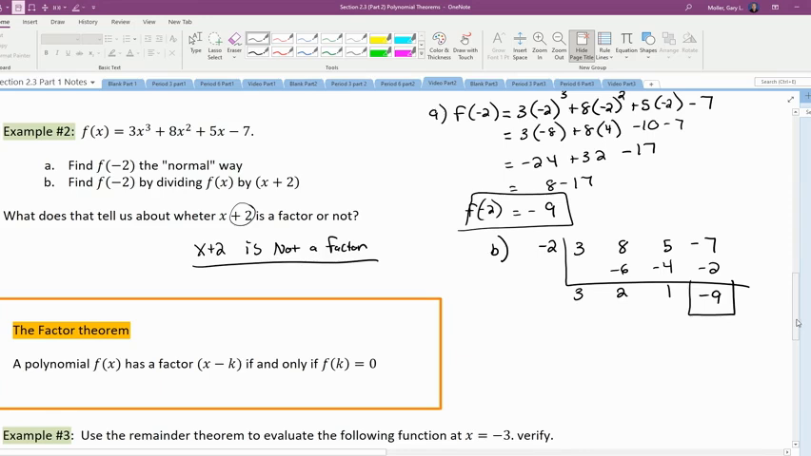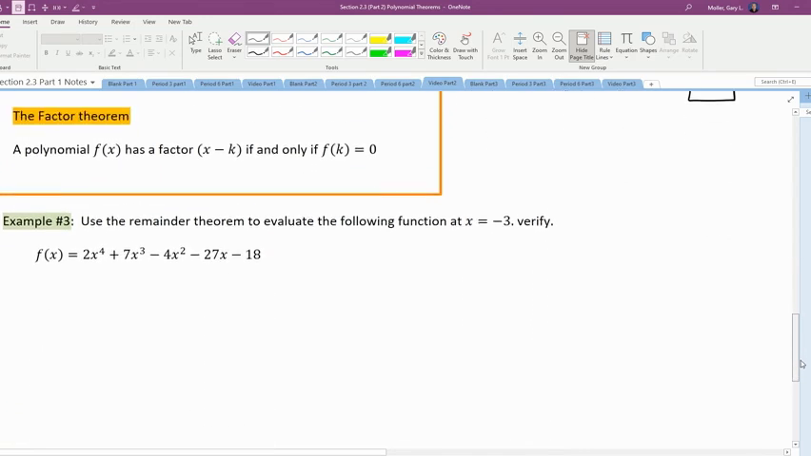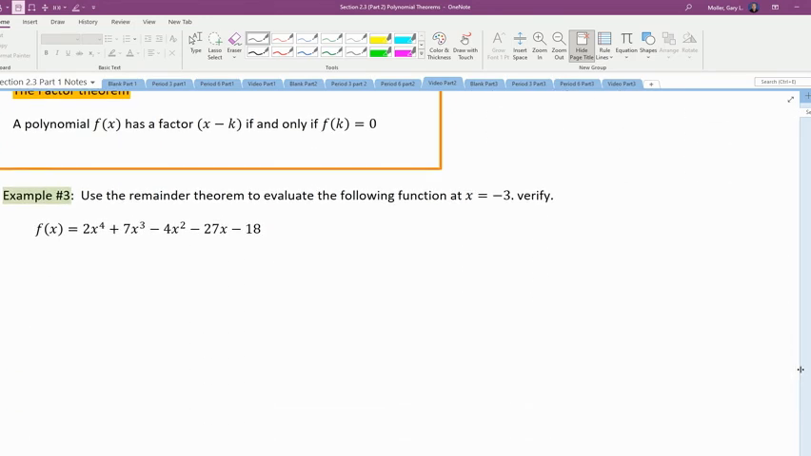All right, how are we going to use this stuff? Let's go. Example 3. Use the remainder theorem to evaluate the following function at x equals negative 3. All right, so this is really just one more practice. So I'm going to evaluate this not by plugging in negative 3. I'm going to evaluate it by doing synthetic division, and I'm going to use negative 3.